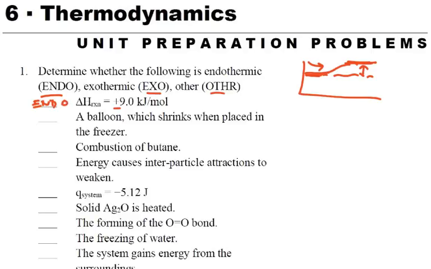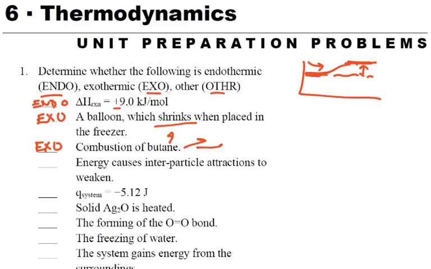Okay, a balloon which shrinks when placed in the freezer. Well, if it's shrinking in the freezer, that means it's losing energy to the surroundings, to the freezer itself. So it's losing energy, so that's exo. Combustion. Anytime we're burning something, we're burning it because we want to give off energy, so that's another exo.